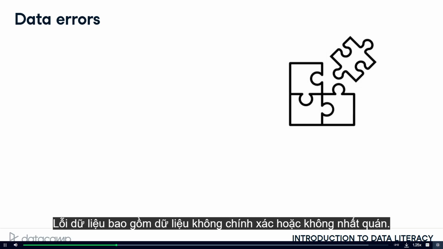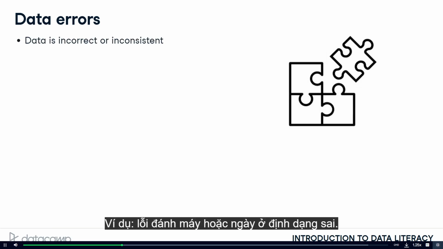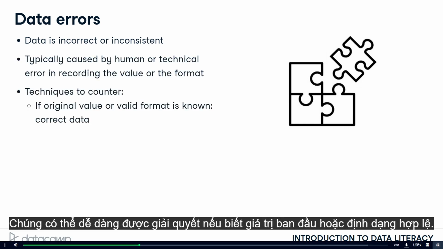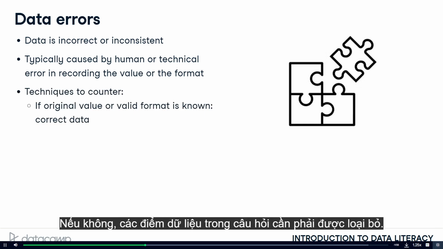Data errors consist of incorrect or inconsistent data, for example, typing errors, or dates in the wrong format. They are typically caused by recording errors. They can easily be resolved if the original value or valid format is known. Otherwise, the data points in question need to be dropped.